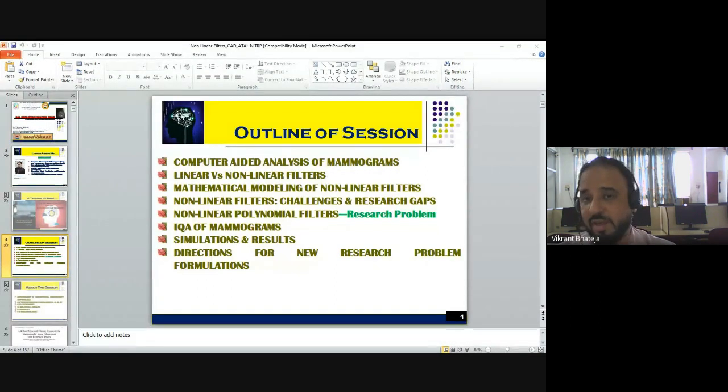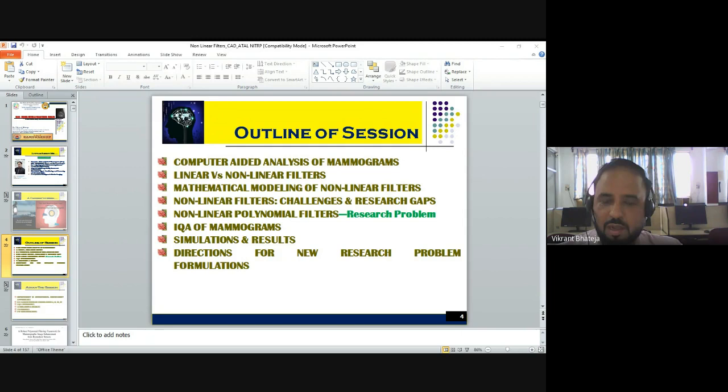When I started working in this domain, say in 2011 or 12, very little work was done in this area. And this was the first paper which I published, that was polynomial filtering framework for mammographic image enhancement. That was in IEEE Sensors Journal. And these were my two concurrent publications in this same domain.